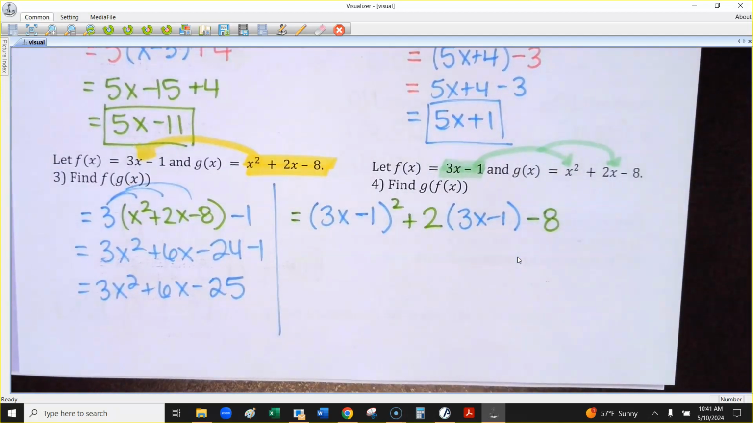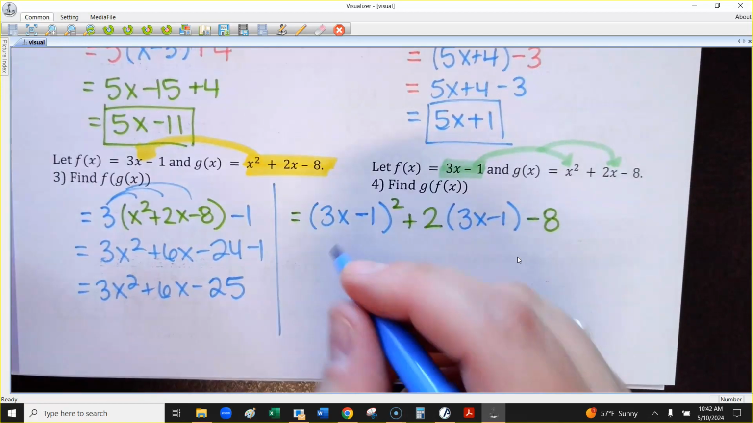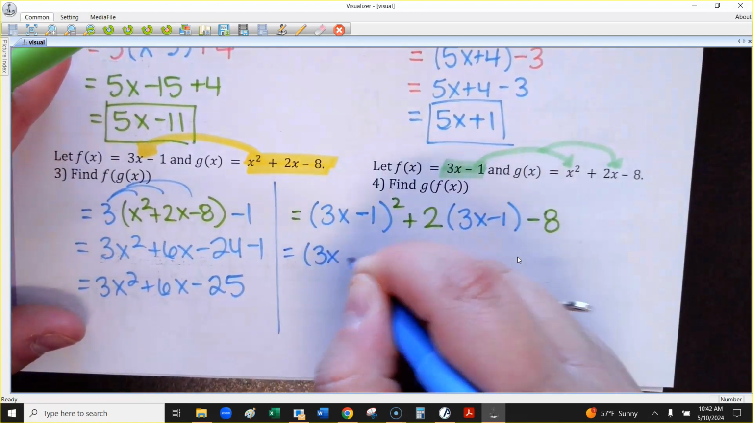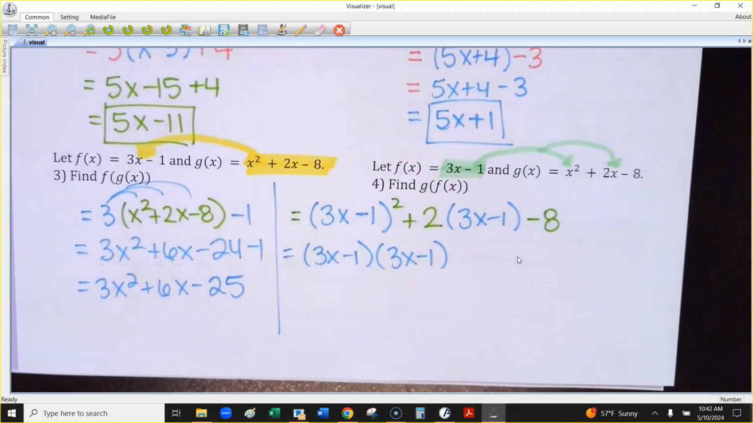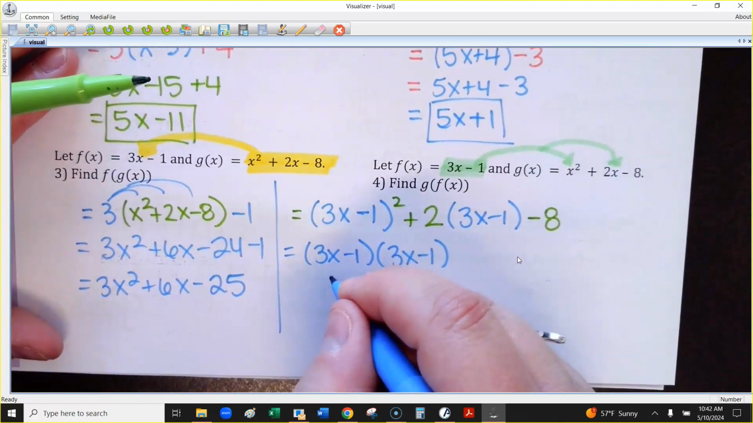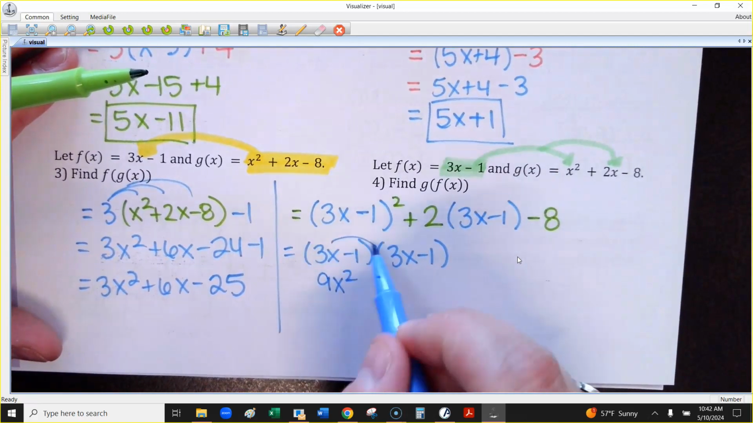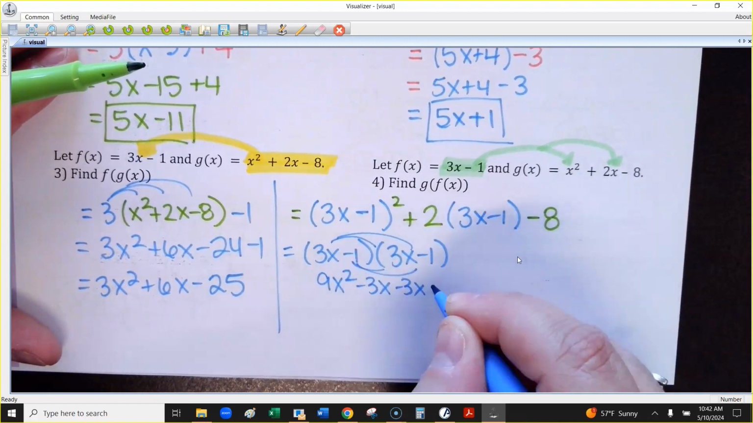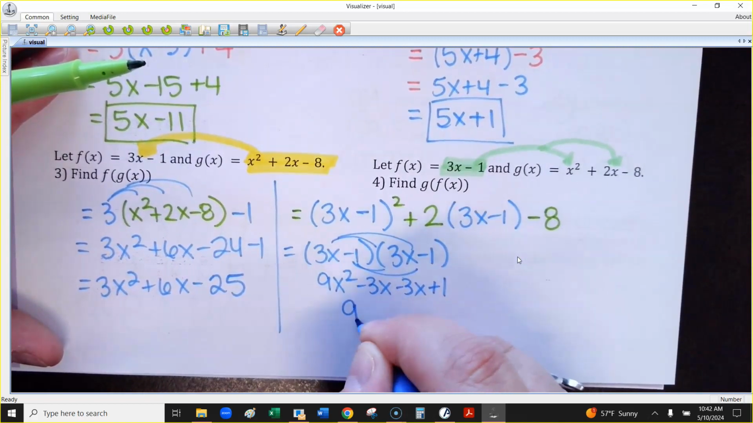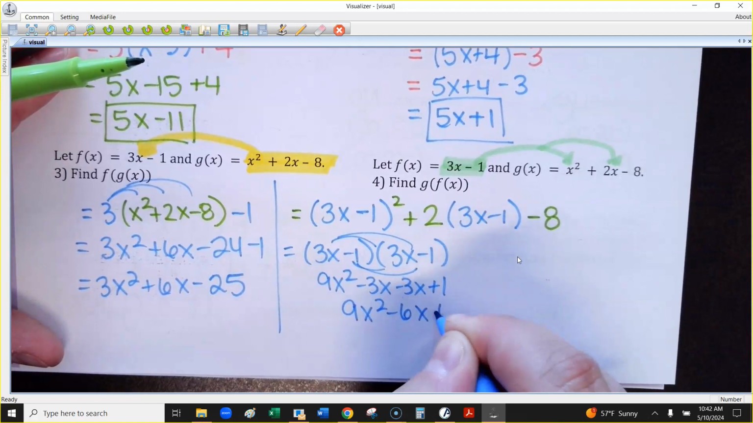Now, the most annoying part probably of this whole thing, don't forget when you square something, that first term, you can't distribute that exponent, right? Because you're going to mess up the middle term. You have to do like a FOIL or box, whichever one you like better. But just write it twice, because if you don't, you're going to miss the middle term and that'll mess the whole thing up. So let me just write this out here real quick. We'd have, let's see, 9x squared minus 3x minus another 3x, and then plus 1. So 9x squared minus 6x plus 1.